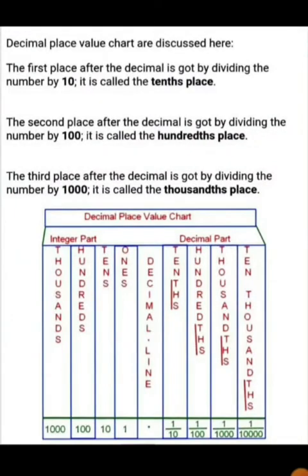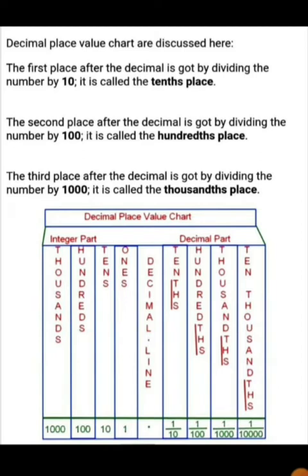Let us start with our first topic, that is the decimal place value chart. In this topic, we will discuss what are the two parts in a decimal place value chart. There are two parts. One is the integer part and the second one is the decimal part. The part which is written on the left side of the decimal is called the integer part or whole number part, and the part which is written on the right side of the decimal is called the decimal part.